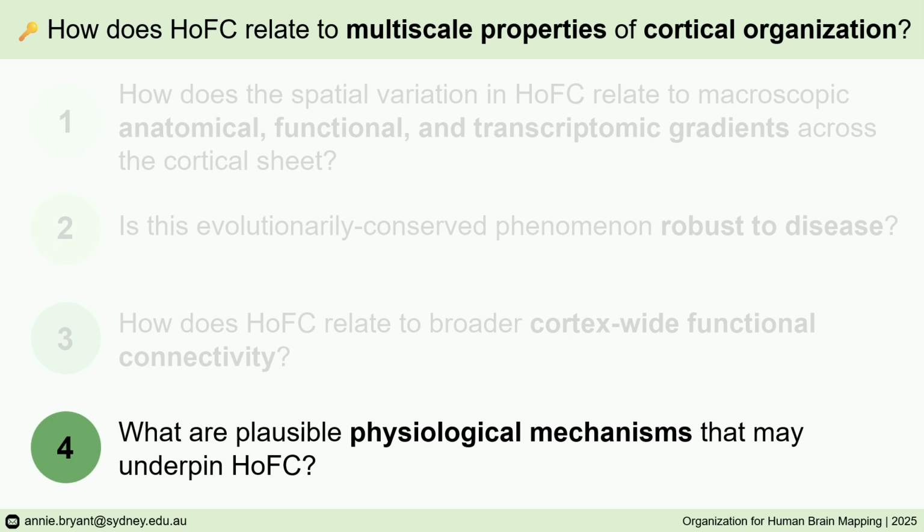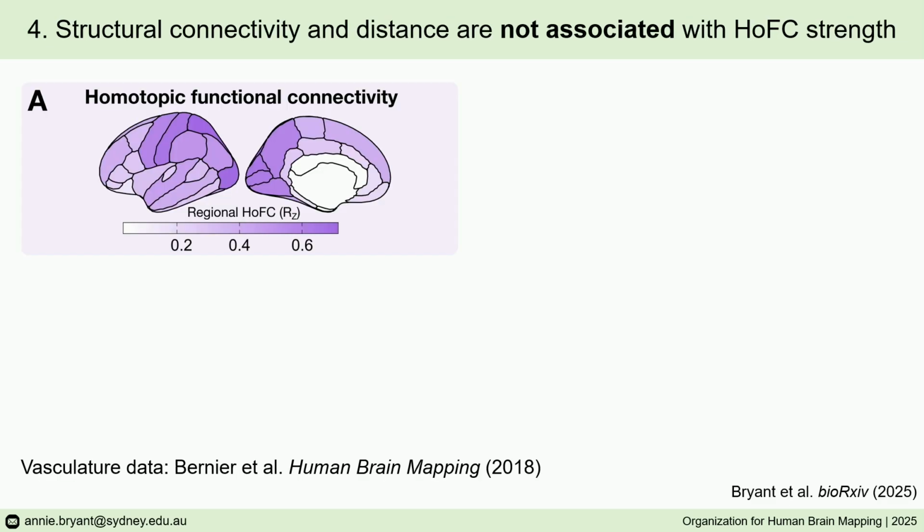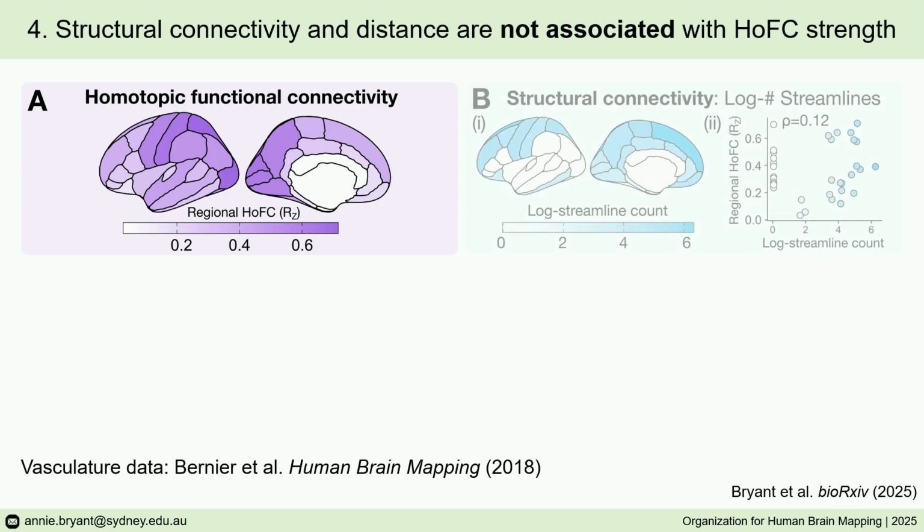And lastly, we wanted to start characterizing possible physiological mechanisms that might be supporting homotopic coupling across evolution and the lifespan. So while members in this room might argue about the extent to which this is the case, anatomical connections can provide a physical substrate for functional connectivity, and evidence from the literature suggests that the majority of fibers in the corpus callosum innervate homotopic region-region pairs.